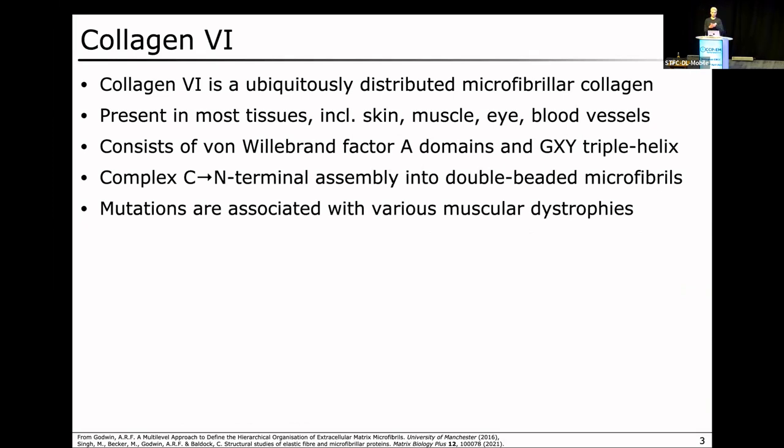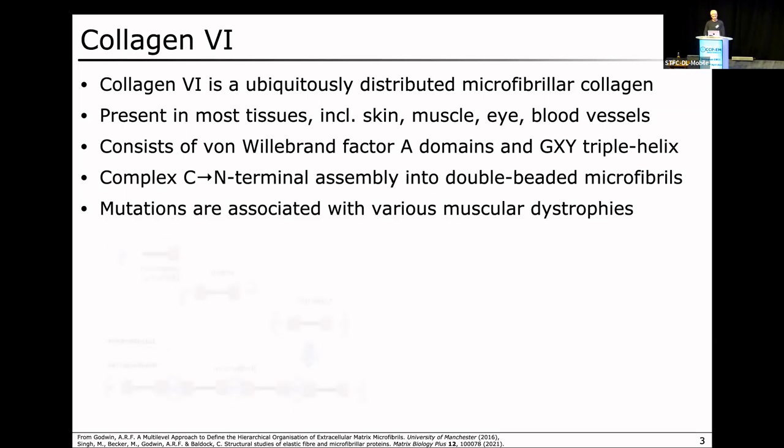So we are particularly interested in collagen 6. Collagen 6 is found in most tissues throughout the body. It's a so-called microfibrillar collagen. So unlike collagen 1 or 3, it doesn't form these massive fibrillar structures that some of you might have seen before, but it forms smaller so-called microfibrils. And it consists of a series of von Willebrand factor A domains, which are small globular domains, and they're connected through Gly-X-Y repeats, which in the final assembly form a triple helix.